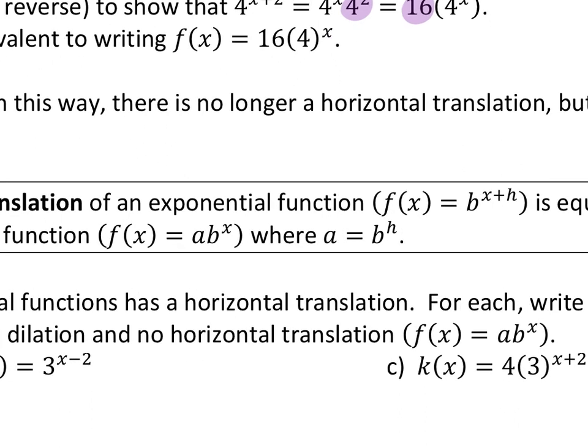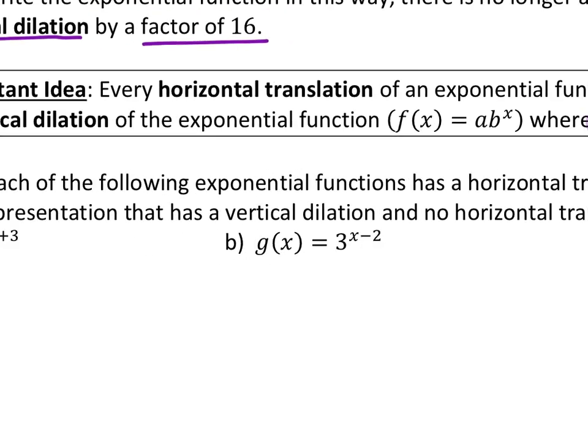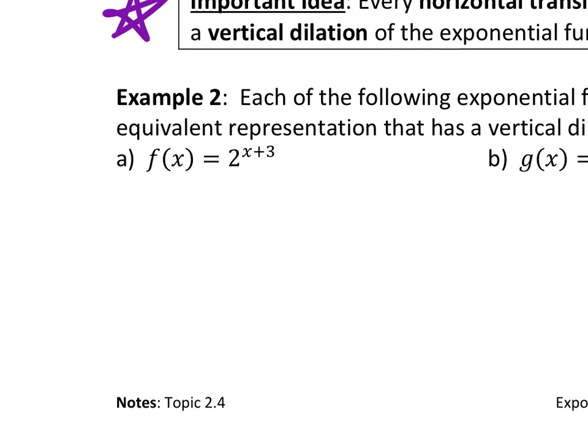Here's what I need you to highlight. A, the amount we're going to vertically dilate by, my initial value, if you will, is the same as b to the h power, what I am horizontally translating by, the h. So instead of telling me in the next couple problems what kind of horizontal transformation is occurring here, we're going to talk about what kind of vertical transformation is happening here.